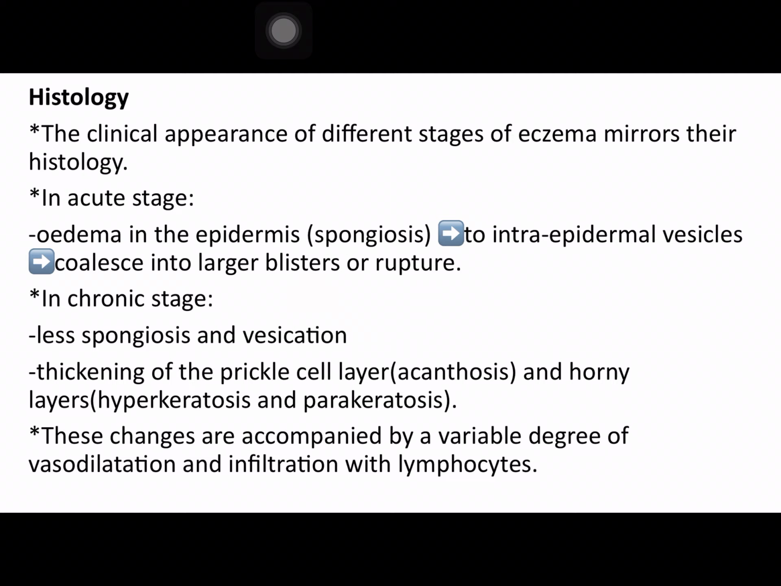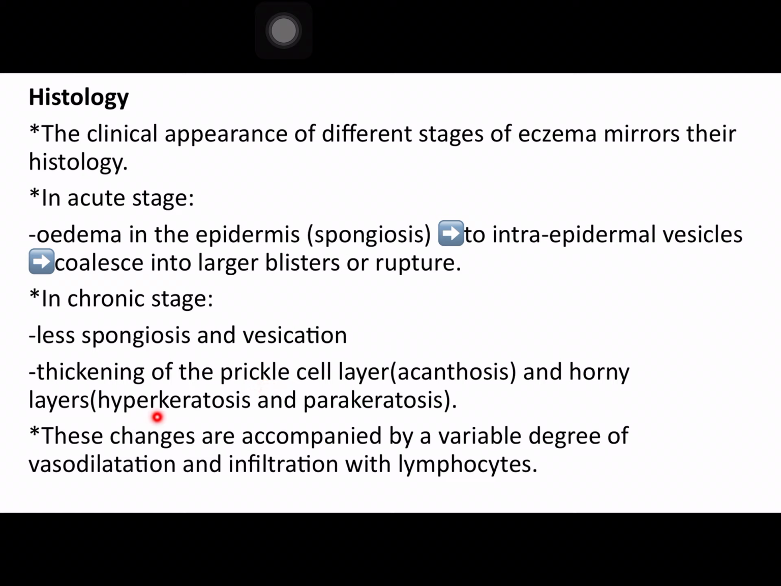In the chronic stage, we have less spongiosis and desiccation. The most important is acanthosis, thickening. Acanthosis means thickening of the prickle cell layer. I mean in the prickle cell layer, all layers of the epidermis excluding the horny layer or stratum corneum.